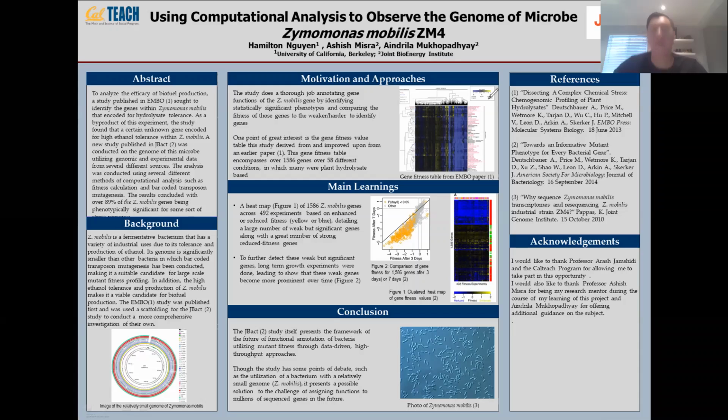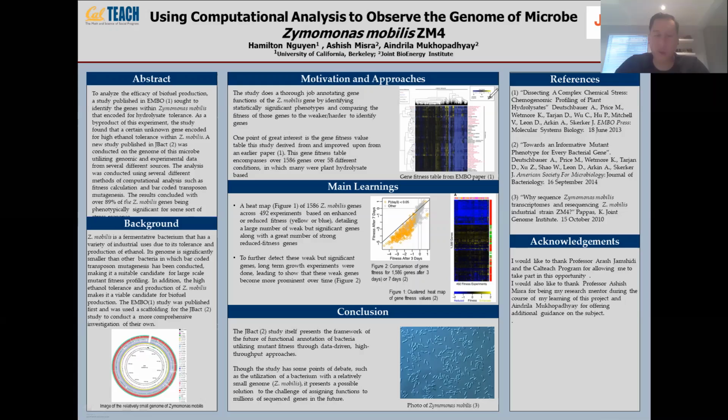And so if you have enhanced fitness after a knockout or after a mutation in that gene, then you know that that gene is not necessary for growth and actually inhibits growth in that stressor, right? So it's kind of back and forth. I find it super interesting that the JBAC paper used the same approach as the EMBO paper, right? So moving on to the main learning section.